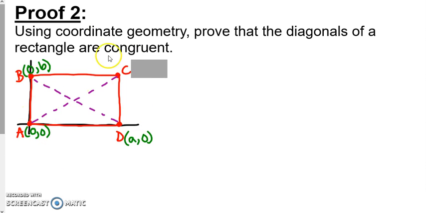Now the most logical location for where to place your rectangle would be where I have it right here, in the first quadrant with two sides along the axes, so that we just have the least amount of variables possible. So I use that this side length of the rectangle is A and that this length is B, so that gives us A, 0 here and 0, B here. And C, since it's a rectangle, is going to be the same distance to the right, so that's also going to be A to the right. And it's the same distance up as B, so it's going to be B up. So I have A, B for the coordinate of C.